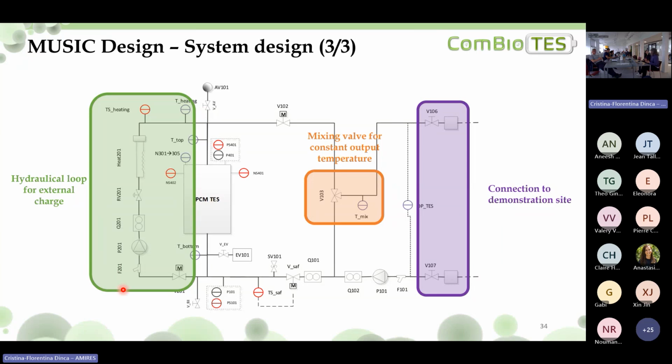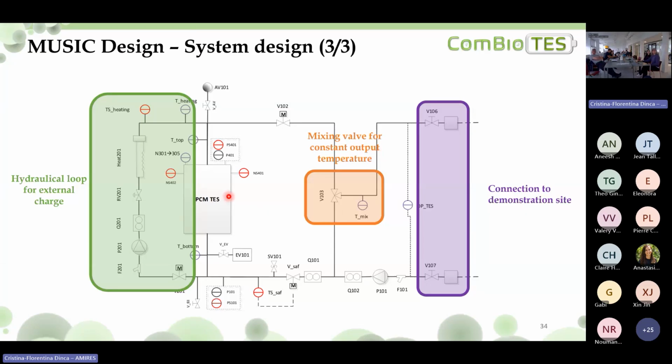As the internal charge was quite innovative and we were not sure if it would function properly, we decided to add a backup and to have an external charge with an external hydraulical loop, with a pump and with a specific heater to be able to charge the storage efficiently if the internal charge was not functioning properly. We also added to the loop a mixing valve to ensure a constant outlet temperature.